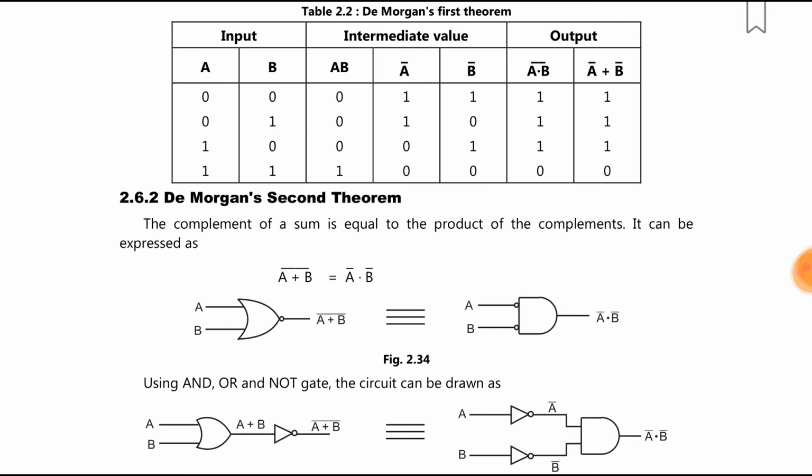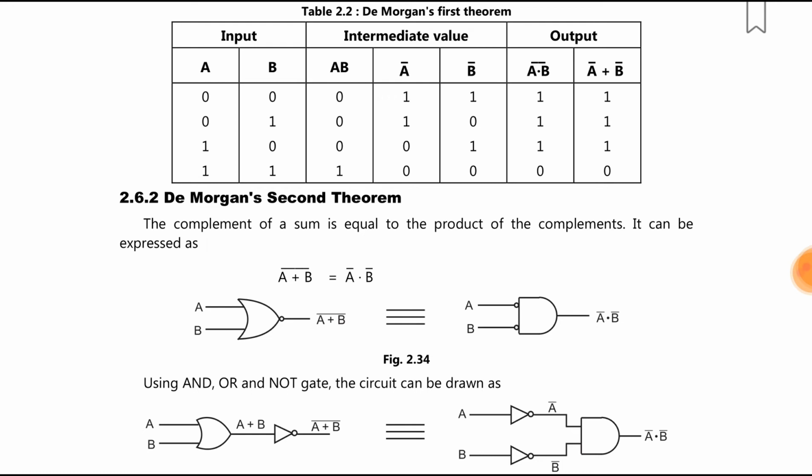What is the second theorem? The complement of the sum is equal to the product of the complements. So it can be expressed as (A plus B) bar is equal to A bar into B bar. With inputs A and B, A into B, A bar into B bar.